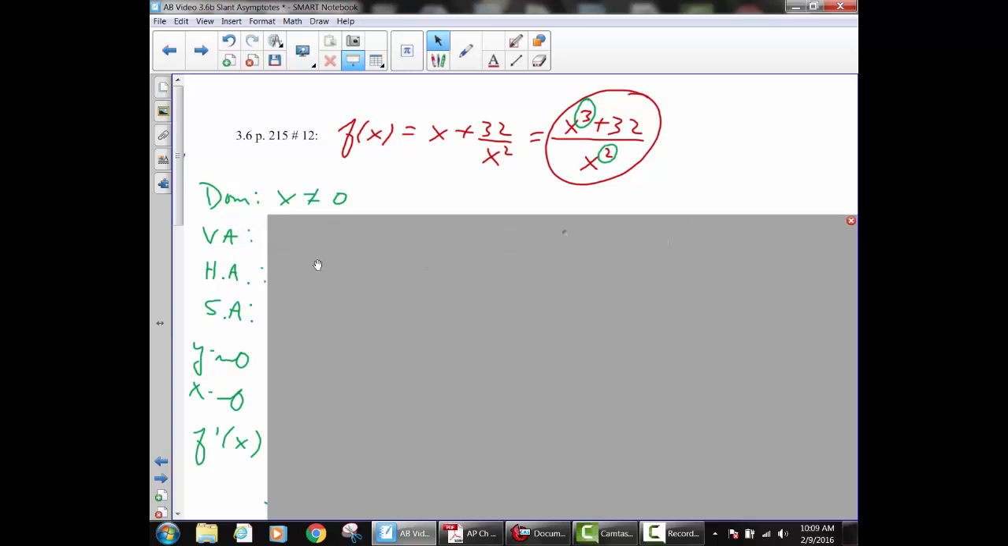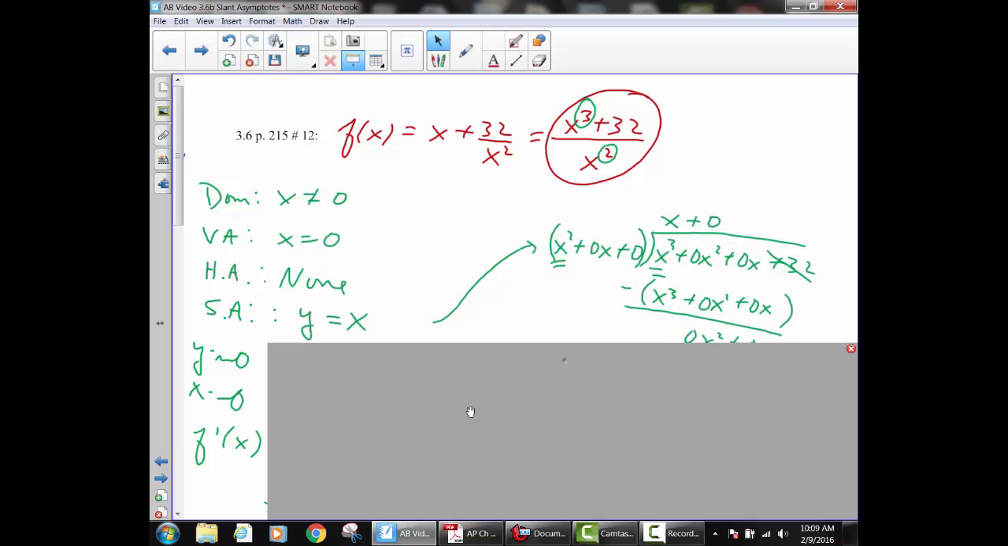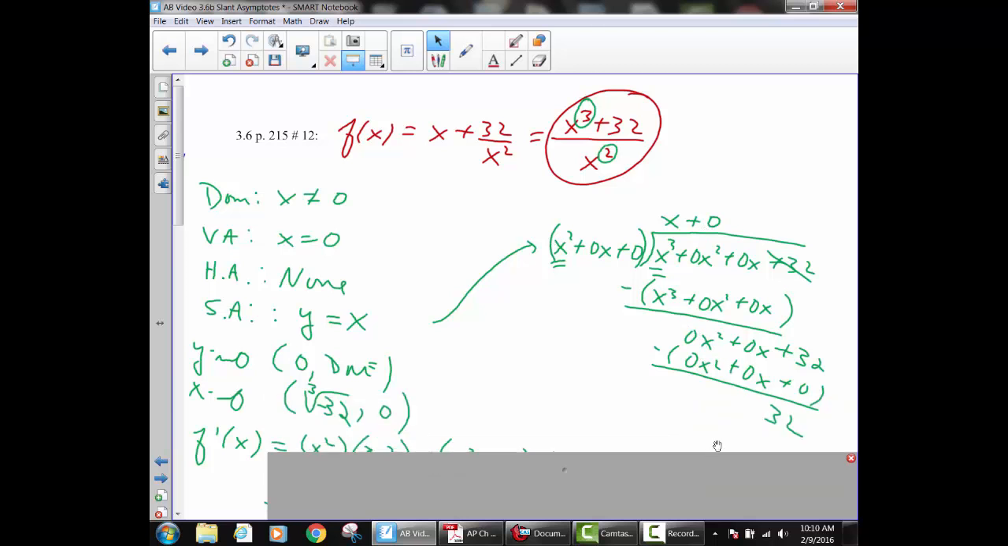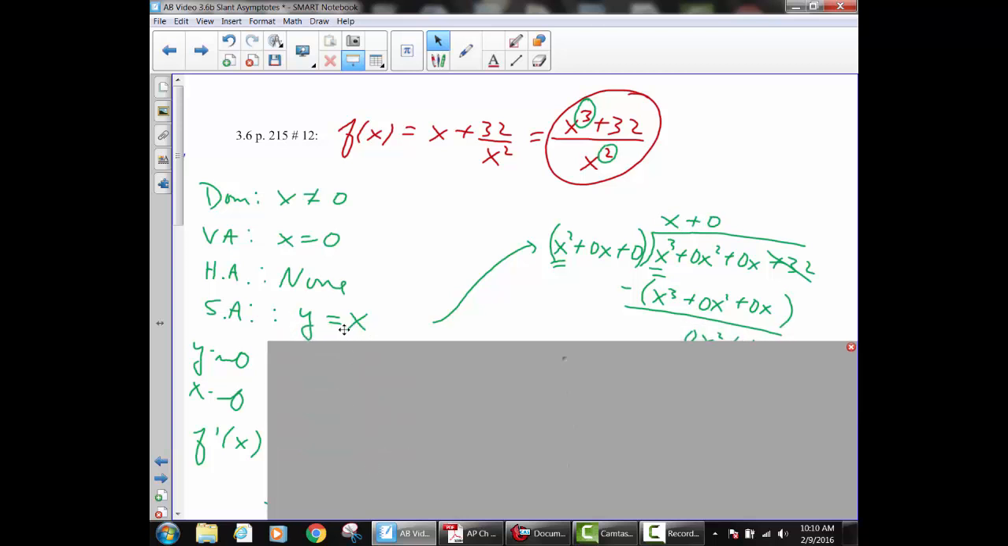Your horizontal asymptote, of course, there's none, and you do have a slant asymptote because the degree of the top is 1 more than the degree of the bottom. So I do have to do long division. I cannot do synthetic because that's squared. I have x cubed plus 0x squared plus 0x plus 32. I have x squared plus 0x plus 0. x squared times what gives x cubed? x. Multiply that. Subtract. Bring down the next term. And x squared times what gives 0x squared times 0, and then subtract, and you'll have a quotient of x and a remainder of 32, and our slant asymptote is y equals the quotient of x.